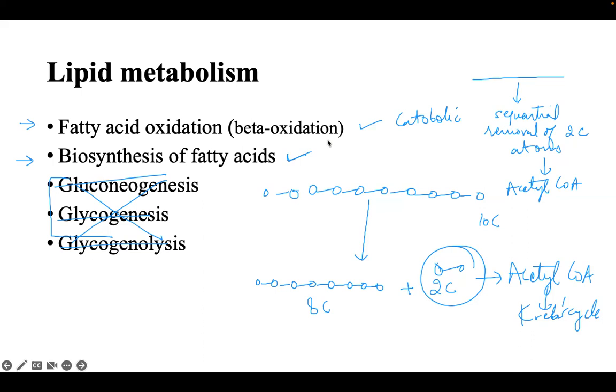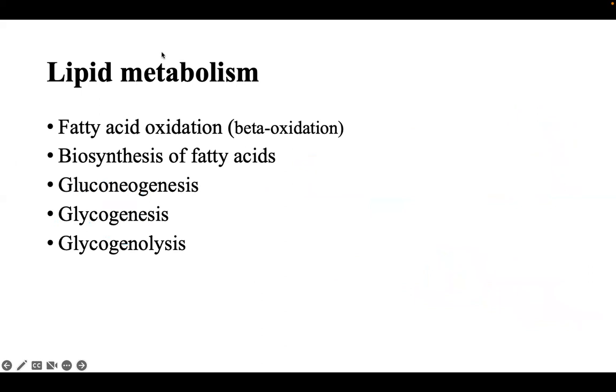On the other hand, if we talk about the biosynthesis of fatty acids, this is the pathway that happens when carbohydrates and amino acids are consumed in excess. So the body starts to form fatty acids and store them in the form of triacylglycerols. So this is an anabolic pathway. Now let's move on.